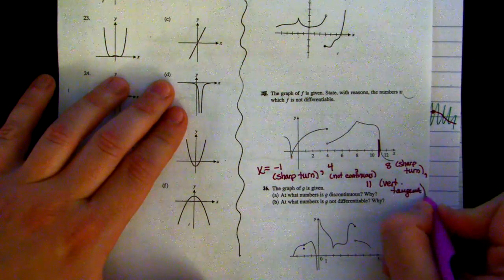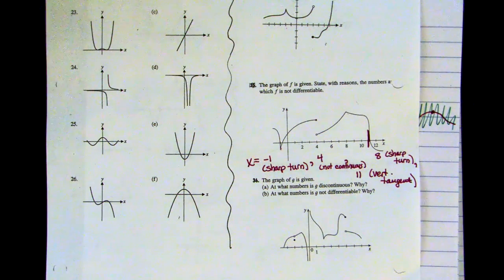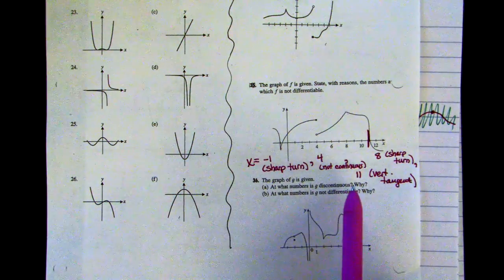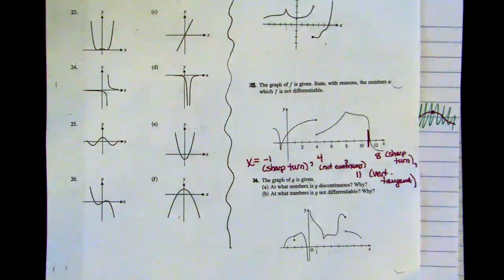Sorry, this is a little bit messy. But there are 4 places we were looking for. x equals -1 because there was a sharp turn. x equals 4 because we weren't continuous. x equals 8 because of the sharp turn. And x equals 11 because of the vertical tangent.